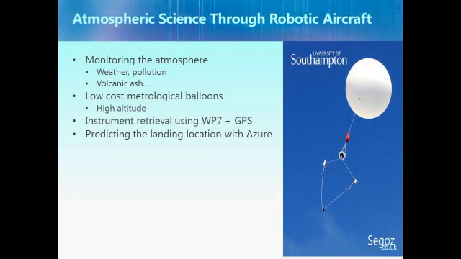And that is the Astra Project. This is a project running at the University of Southampton. And we're using Azure in a very different way. The Astra Project is looking at atmospheric modeling. So it's looking at getting data about the atmosphere. This could be for weather or volcanic ash, for example. This happened in Europe not so long ago.